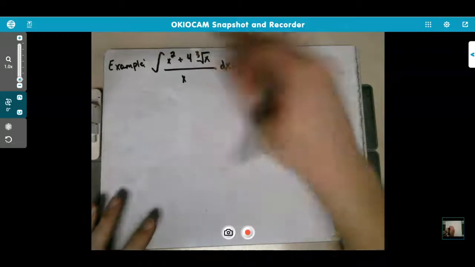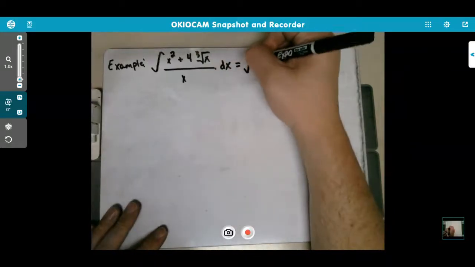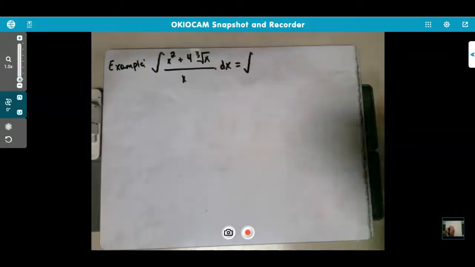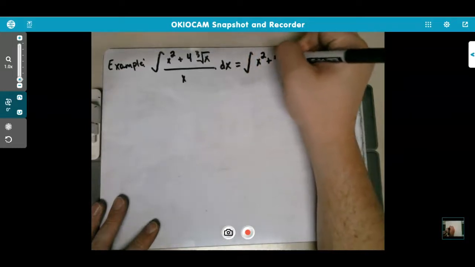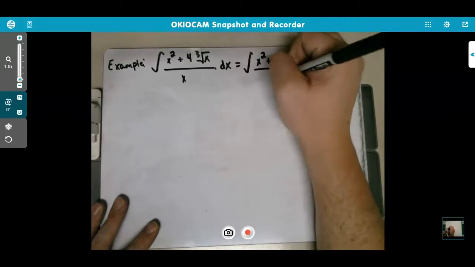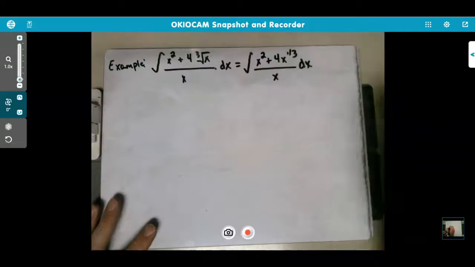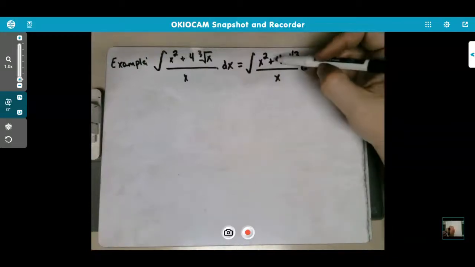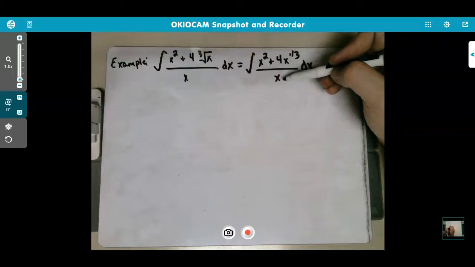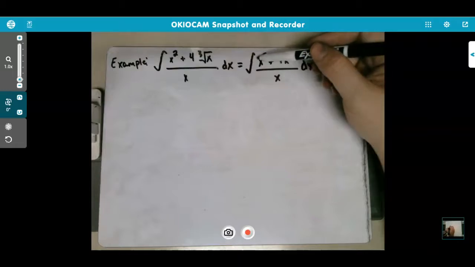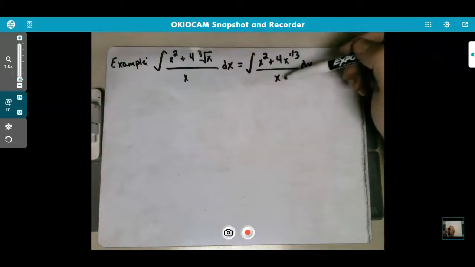First of all, I have the cube root of x. Remember, that's like saying x to the power of 1/3. So let's rewrite this as x squared plus 4x to the 1/3 over x dx. Now, since I have multiple terms on top, but only one term in the denominator, I can just divide each term in the numerator by this guy.